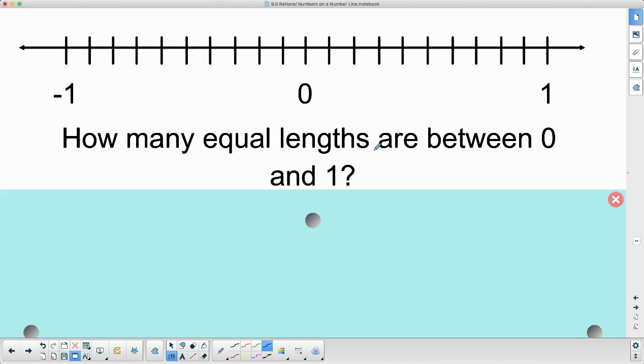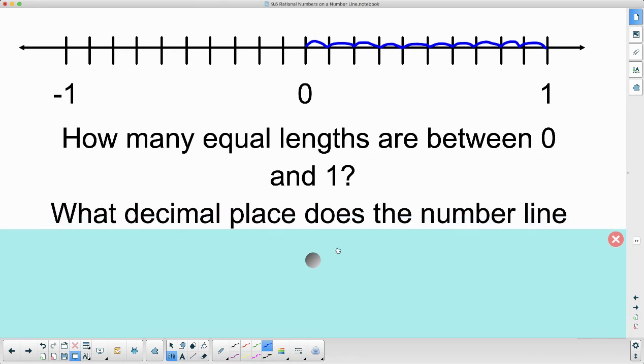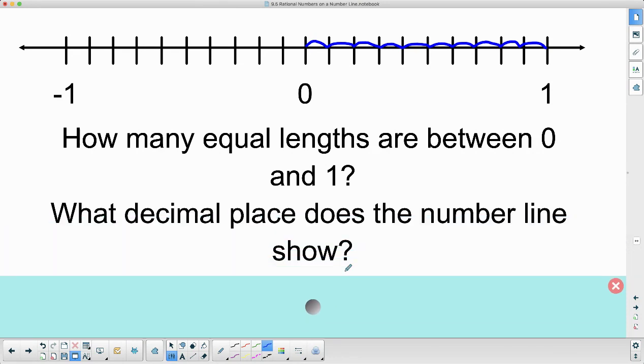Let's take a look at another one and see how many equal lengths are between 0 and 1. Remember, go ahead and count the spaces. So here we have 1, 2, 3, 4, 5, 6, 7, 8, 9, 10. That means our unit fraction is a tenth. If we were to write that as a decimal, we would have 0.1. That's the same thing as 1/10. So here's 1/10, 1/10.